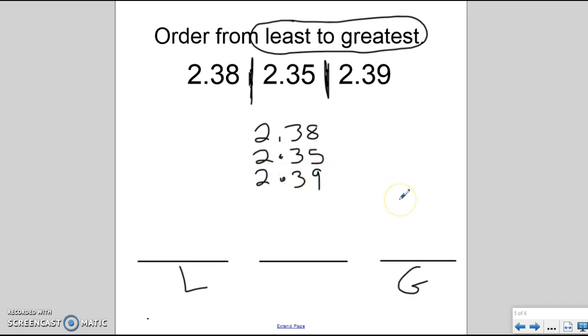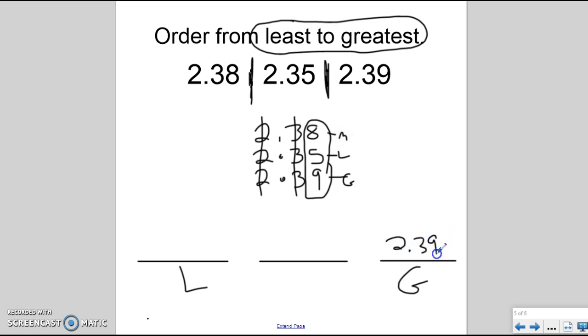Now, here's why I like these problems. 2, 2, and 2 doesn't help me. 3, 3, and 3 doesn't help me. But if you look here at the 100ths column, all 3 are different. If you ever get to a column where all 3 are different, instantly you can place all 3. This is the greatest, this is the least, which puts that in the middle. So I never annexed any zeros, so I can go straight from where I lined it up.